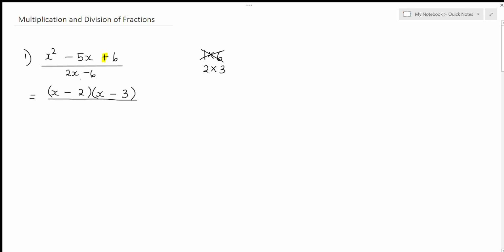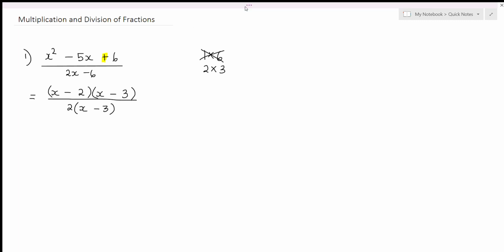Let's look at our denominator, 2x minus 6. Our common factor here is 2, and we're going to get left with x minus 3. So we take out 2, and we'll say 2 times what will give me 2x? 2 times x. 2 times what would give me 6, and it would be a 3. But it's minus, so therefore minus, minus.